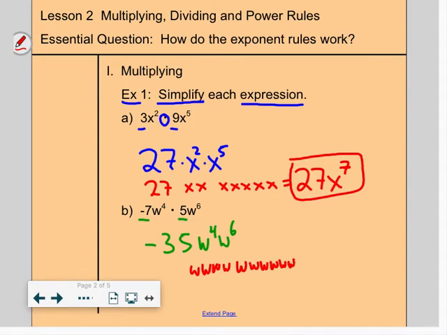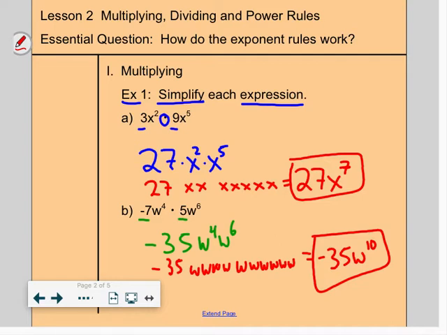Right? I could write all those out, but I don't necessarily need to. What we're doing right there is, when they're right next to each other, I'm going to take those and combine them up. Boom, 4 and 6 combine to give you 10. There is -35w to the 10th power, and you are done. Okay?